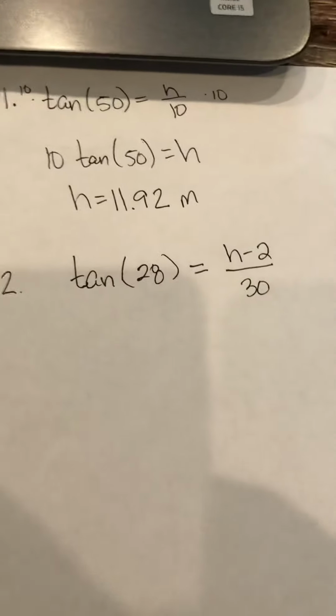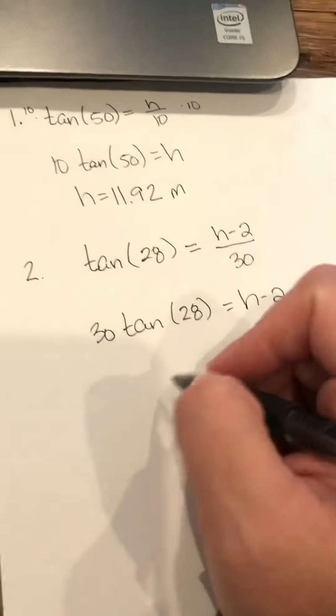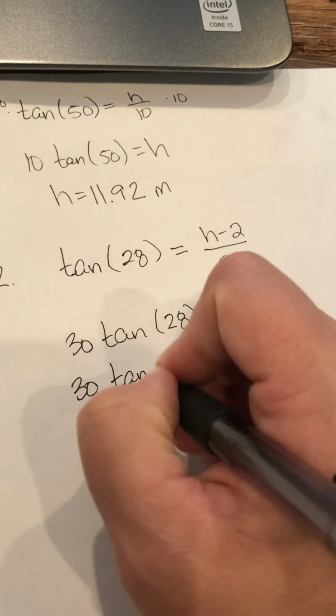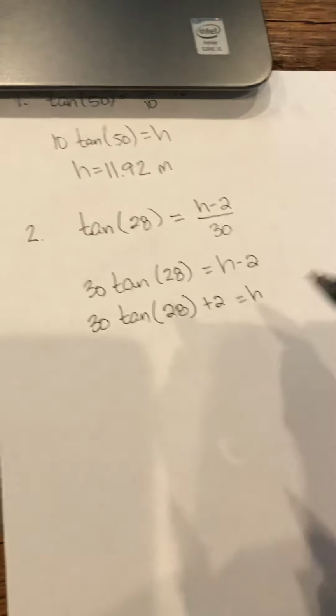Okay, and then you solve that equation. To get rid of division by 30, I multiply both sides by 30, so I'll have 30 times the tangent of 28 is equal to H minus 2. And then to get rid of a subtraction by 2, I add 2 to both sides. So I have 30 times the tangent of 28 plus 2 is equal to H. And that's just to account for his height, which is 2 meters off the ground, but the tree starts at the ground. Okay, so I can type that in on the calculator.